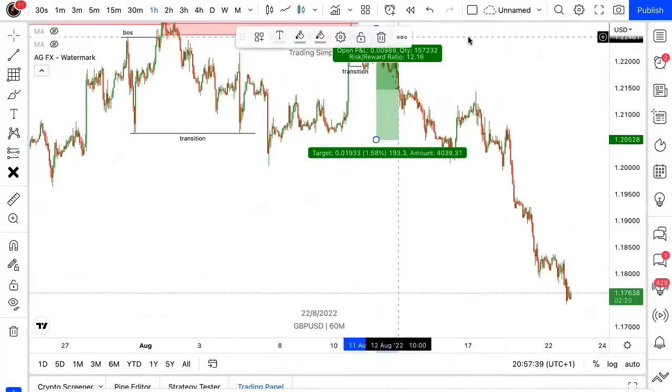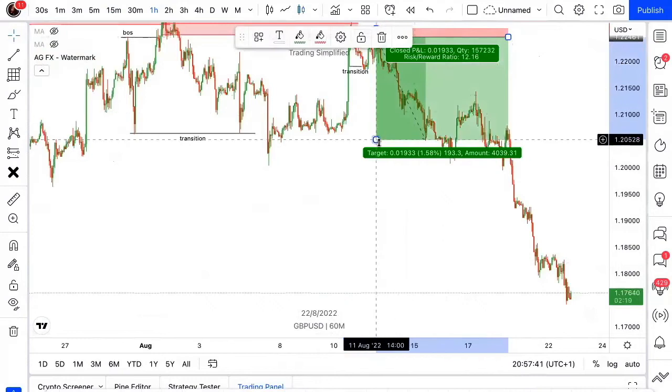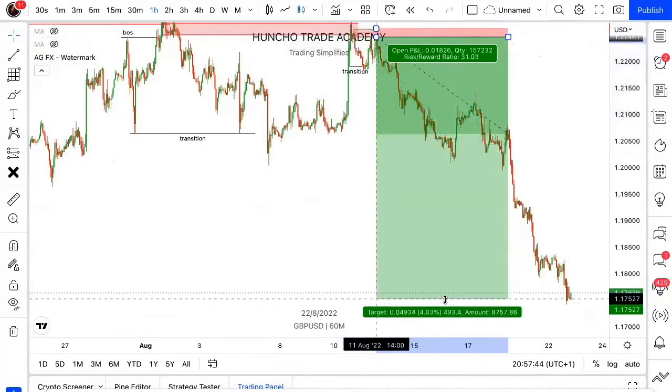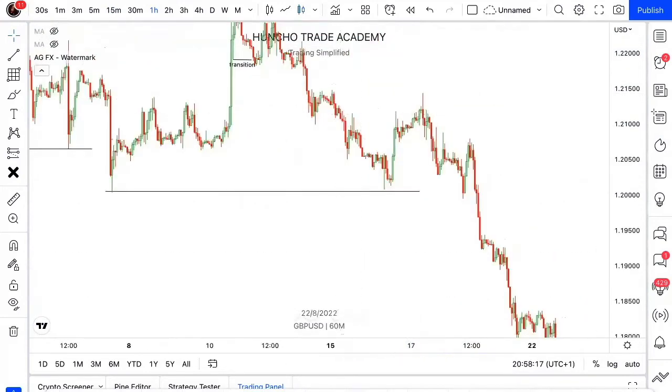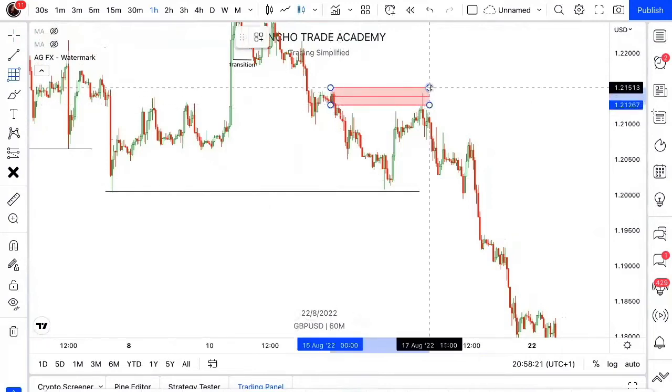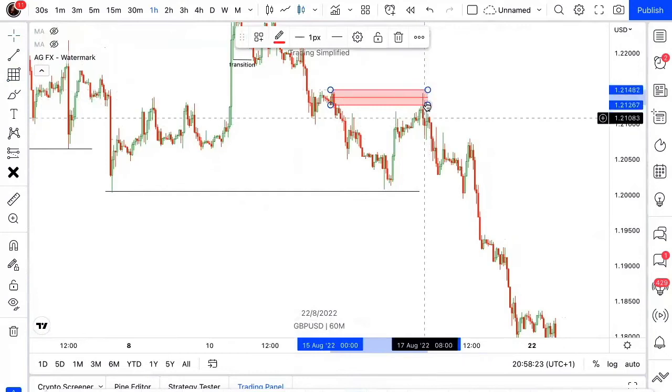All right, right from here. Wow, a 1 to 30 risk to reward. Fantastic. I saw this move here because price gave another opportunity here. Price gave another opportunity here. I will have short from here, but I missed this one as well, right?